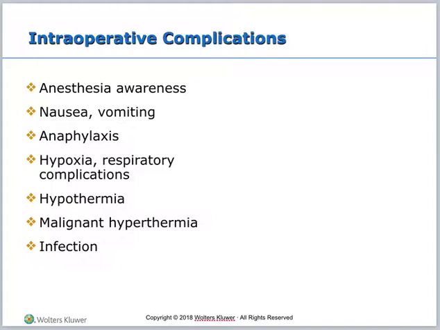Or a surgical complication that is rare, but we need to constantly be aware of, is the risk for malignant hyperthermia. And it's an adverse reaction to anesthesia where their body temperature goes really high. And then, of course, infection. So those are things that could happen while the surgery is going on.